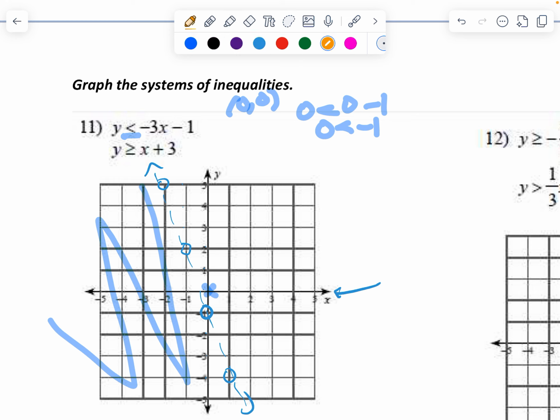Then I come over here to this one and I go up to 3, and it's a solid dot. And my slope is 1, up 1 over 1, up 1 over 1.